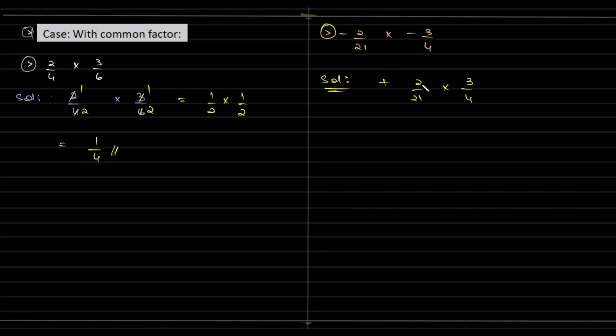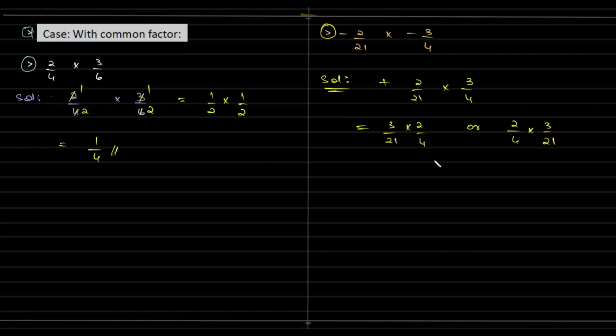We can't, right? We can't cancel anything with 2 and 21 and 3 and 4. But what if I rearrange? Do you remember the commutative law which I spoke about? Multiplication obeys the commutative law. Within the numerator and denominator, the terms can exchange. What I mean is, I can write this question as 3 by 21 into 2 by 4 or 2 by 4 into 3 by 21.